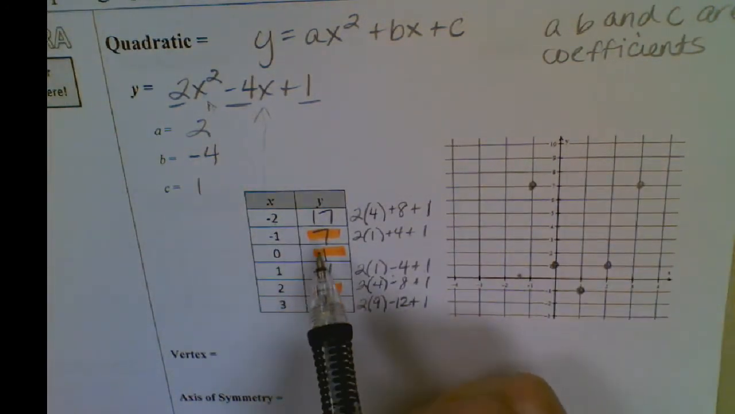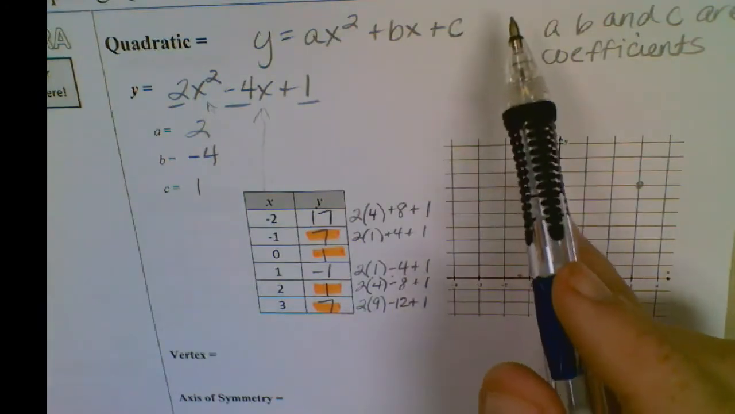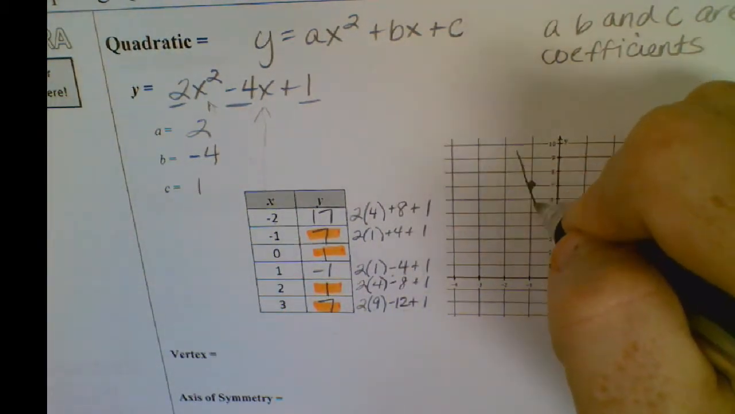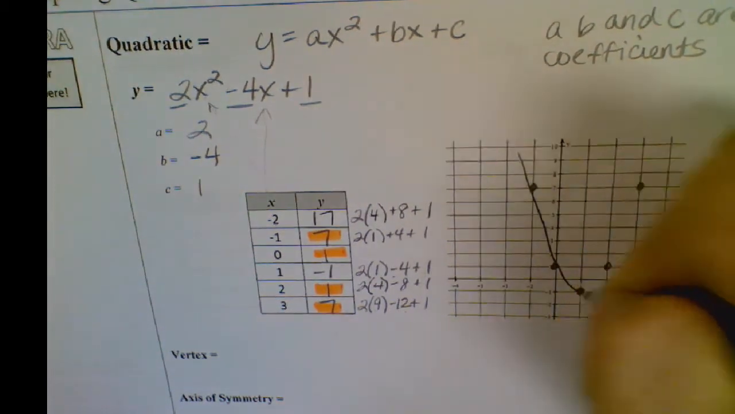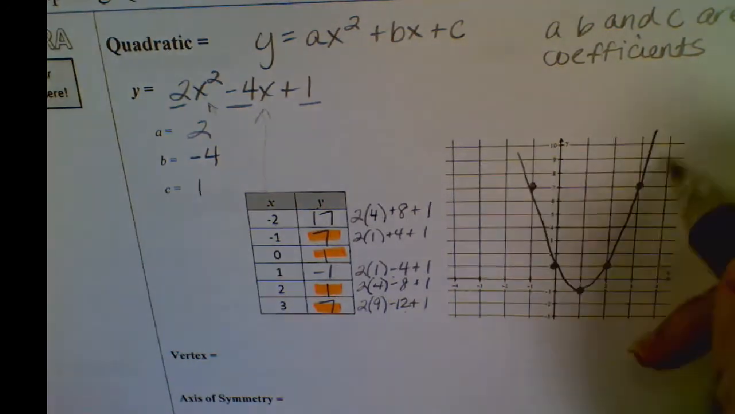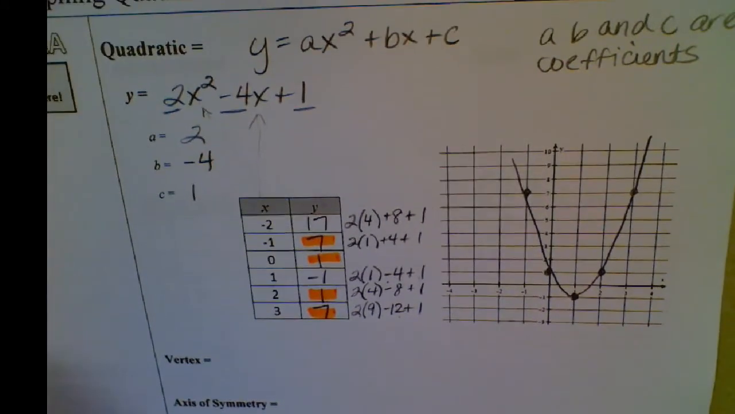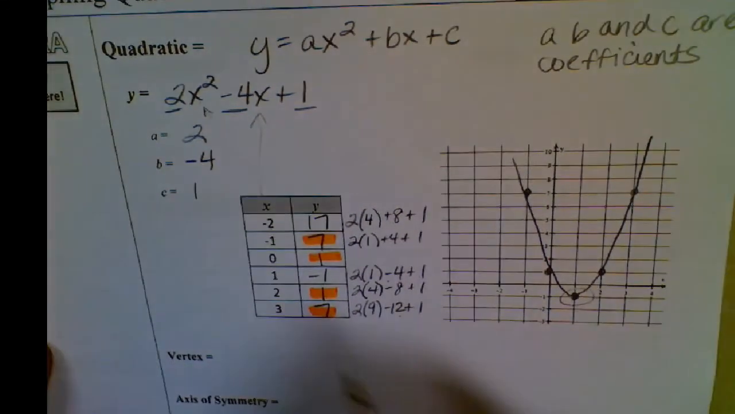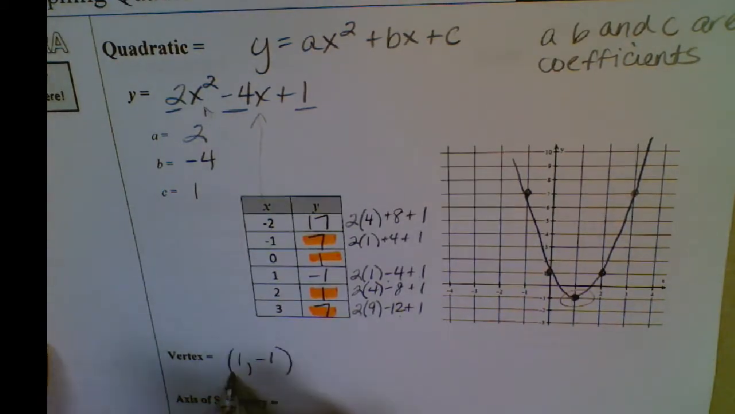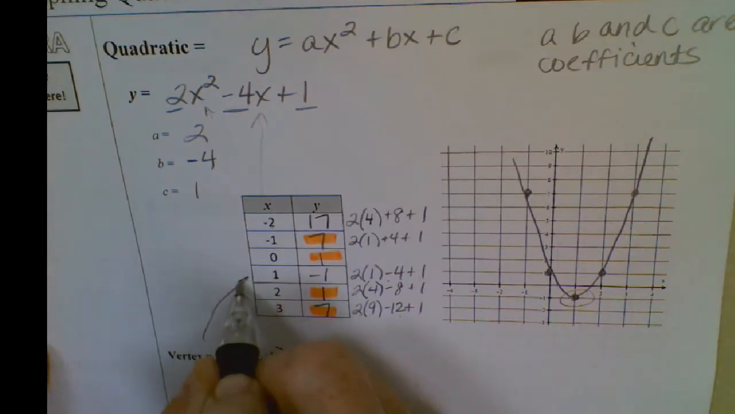This -2, 17 is fine. It would be way up here somewhere, so I'm just going to leave it out for now. So on this one, we kind of got lucky because we actually found the vertex. Remember, the vertex is the point at which our parabola changes directions. Okay, so at this point, this is our vertex. So our vertex is at 1, -1, which was our center point right here.